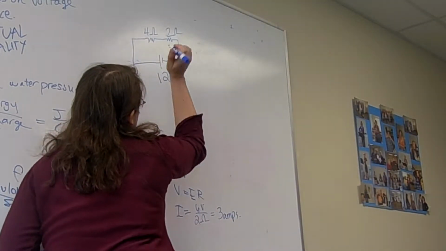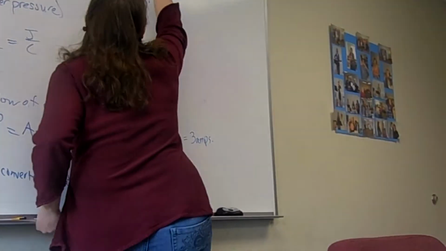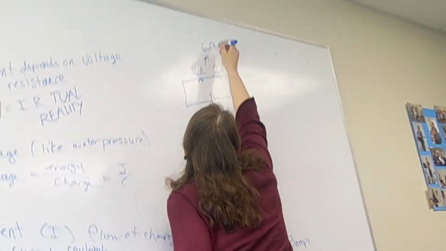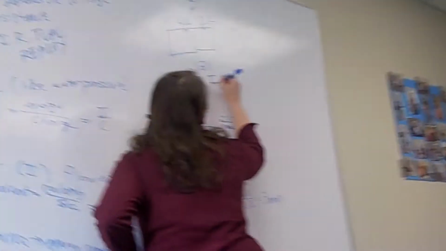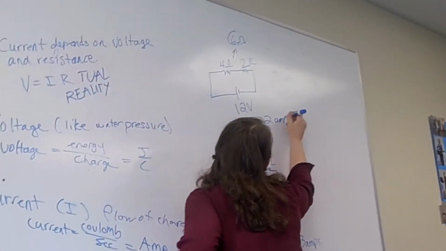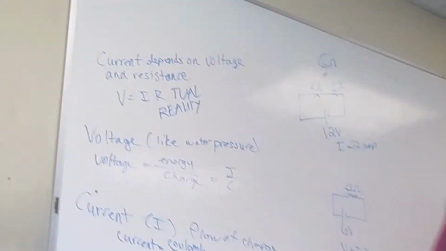So if I've got these two resistors and they're in series, the total resistance of the circuit is going to be 6 ohms. So what will the current be? 2. So 2 amps. Current equals 2 amps, good. I think they usually capitalize the A. I'm not that careful.